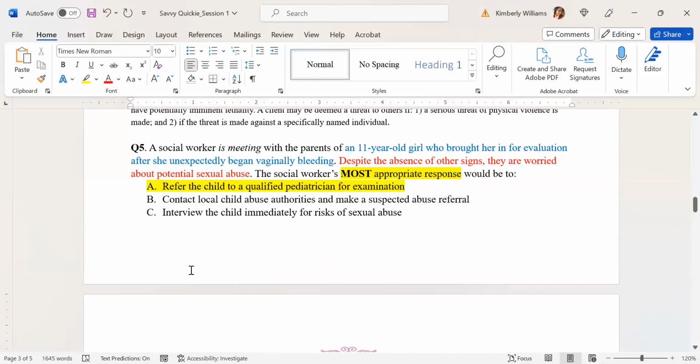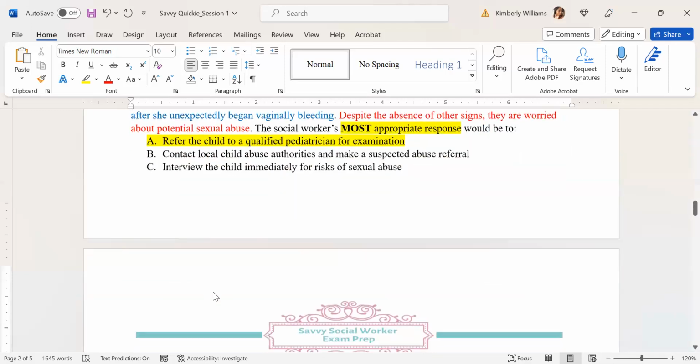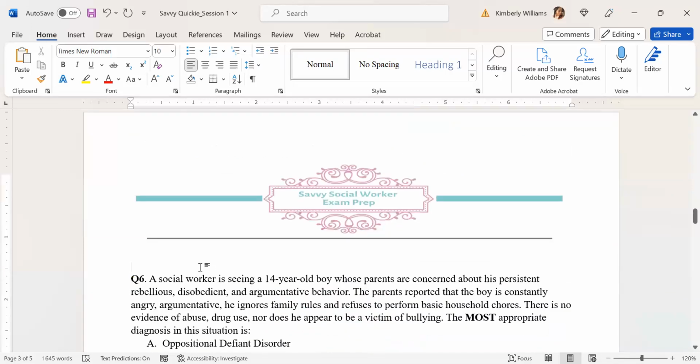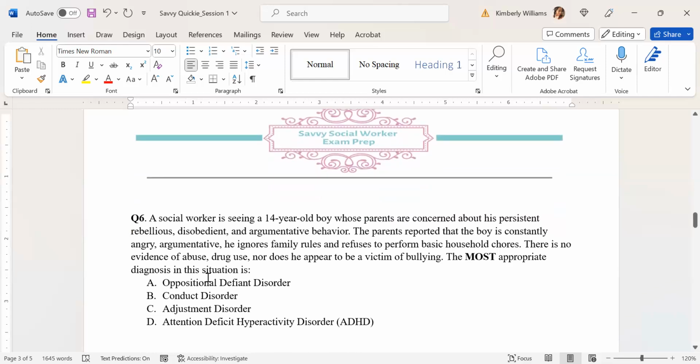So you are going to refer her to a qualified pediatrician for examination, because it could be anything. If their concern is that she is possibly being sexually abused, it could be that, or it could just be maybe she started her period, but that's not for us to decide. We're going to refer her to somebody that's qualified to make that decision. That is the answer. I will come back and push the rationale up here, but I don't want to waste too much time trying to do that. So we're going to keep going.